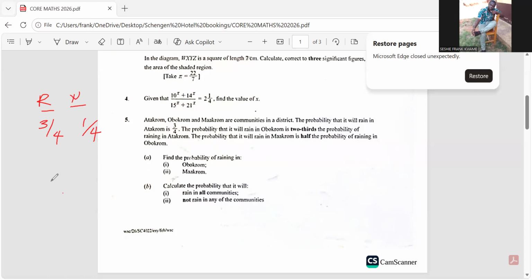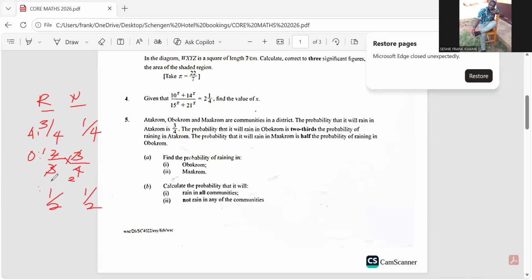Now I look at the second term. So Attack room A here. Now Obo room. What's happening in the Obo room? The rain is 2/3 of the rain in Attack room. And that's going to be 1 here too. That's a half for the rain. So the not raining, because you add the 2, you should get 1, was also going to be half.